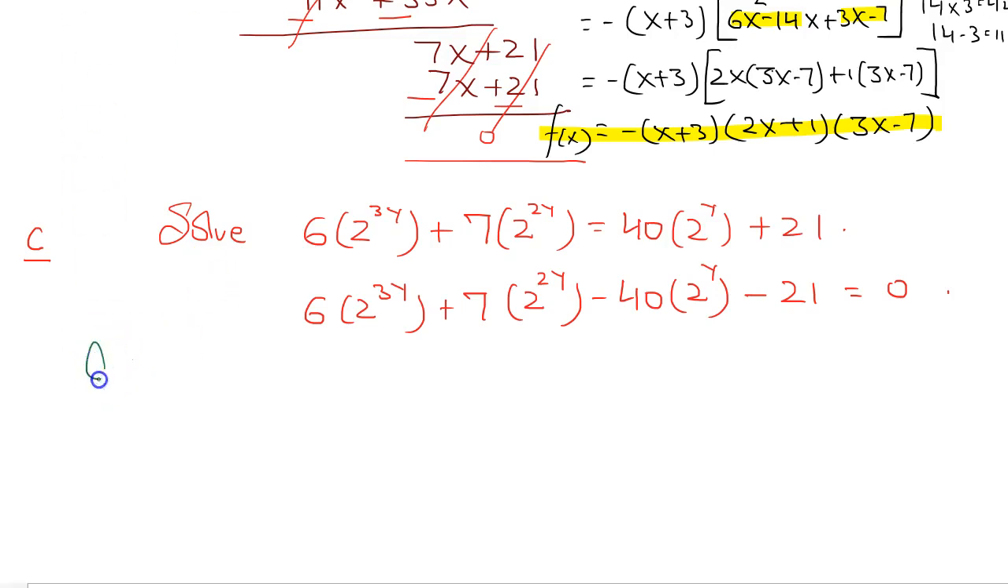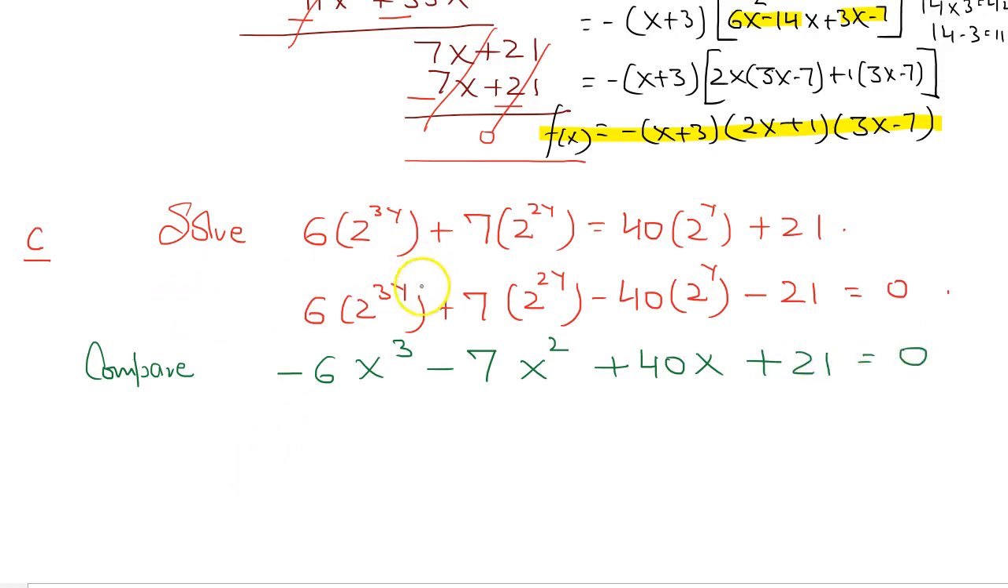We can compare this equation with minus 6x cubed minus 7x squared plus 40x plus 21 is equal to 0. So here we can see that let 2 to the power y be equal to x. So 2 to the power 2y is equal to x squared and 2 to the power 3y is equal to x cubed.